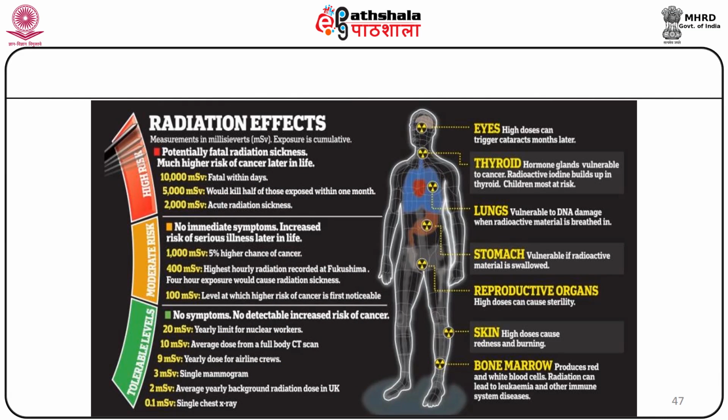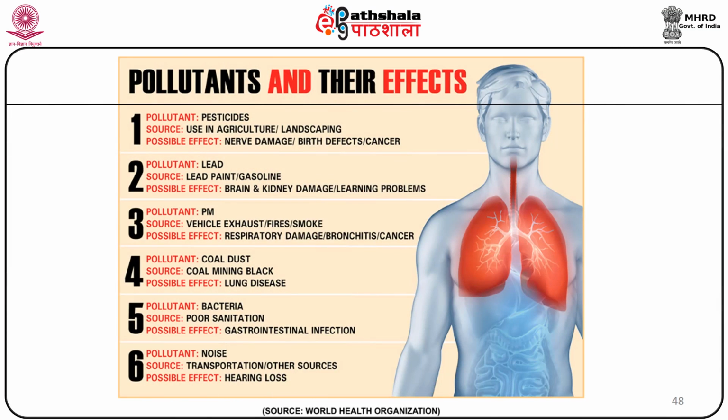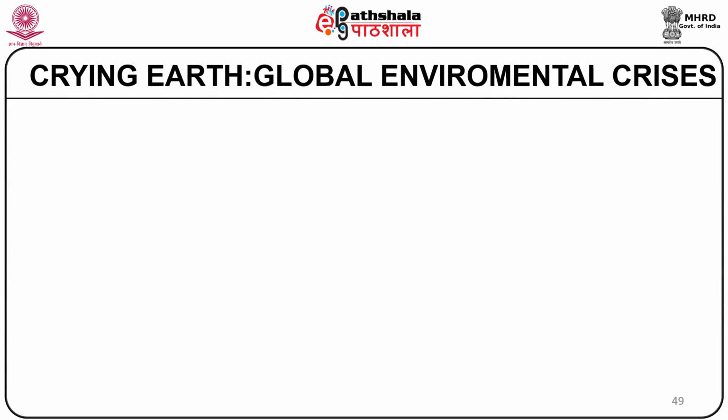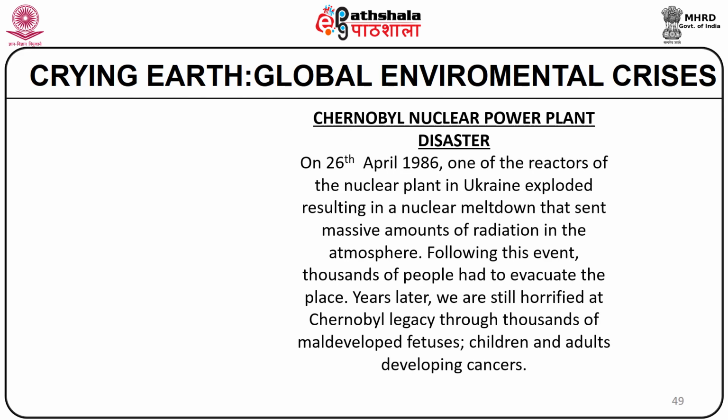Radiation effects are large, and depending on the load of radiation, the eyes, thyroid, lungs, stomach, reproductive system, skin and bone marrow may be affected. Pollutants and their effects: pollutants can affect possibly all organs, causing nerve damage, blood disorders, brain and kidney damage, respiratory damage, lung diseases and so on, as well as gastrointestinal infections and hearing loss. Noise pollution, water pollution, crying earth, global environmental crisis. Chernobyl nuclear power plant disaster, we know.